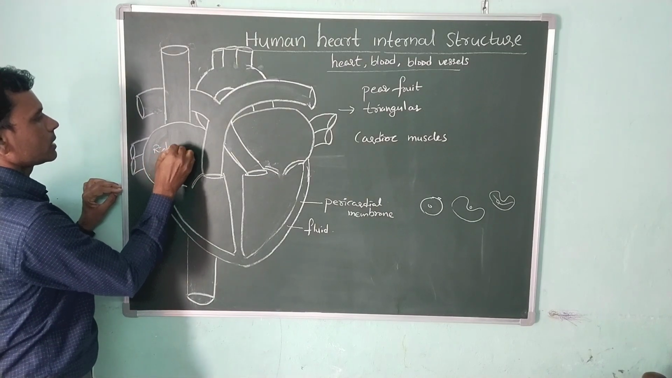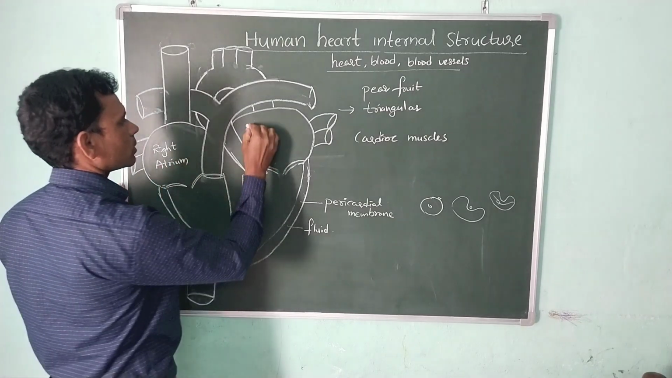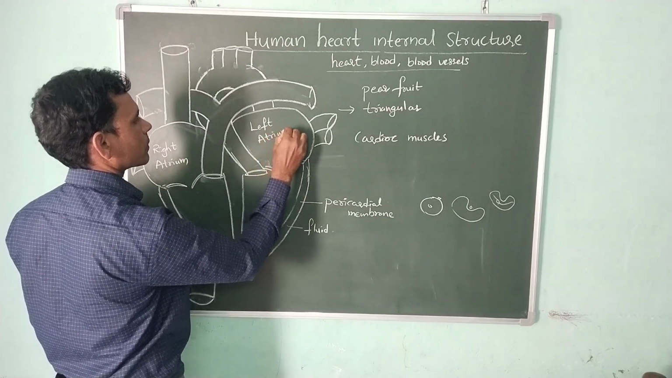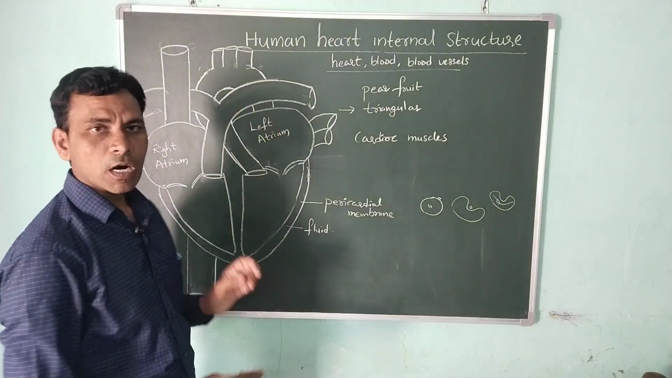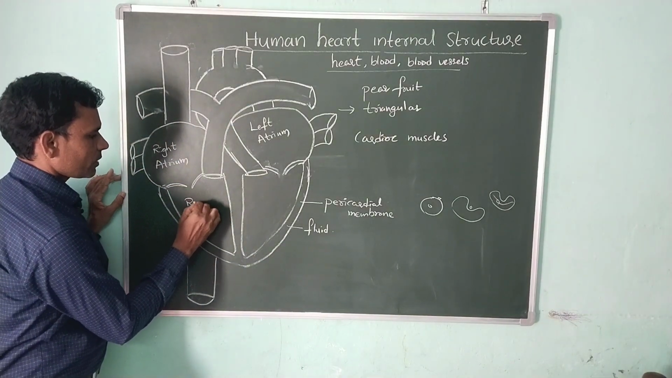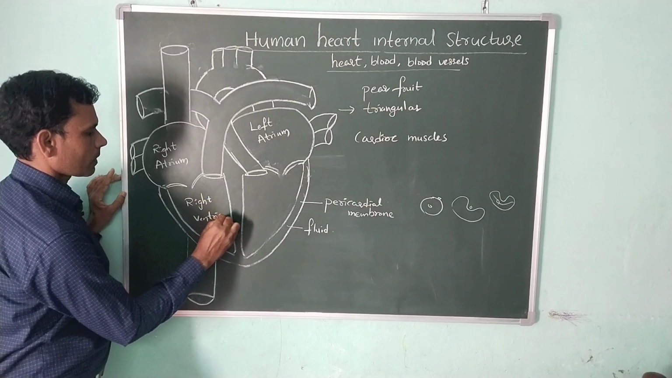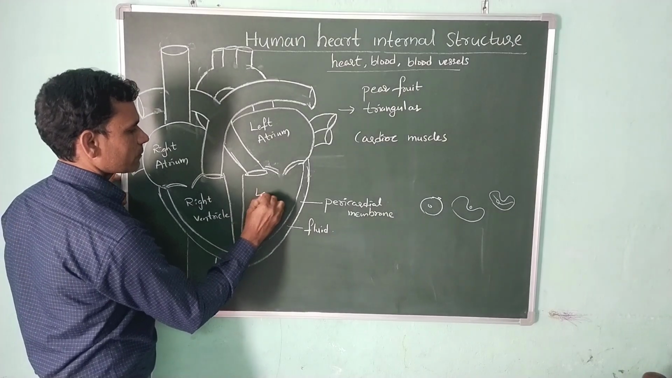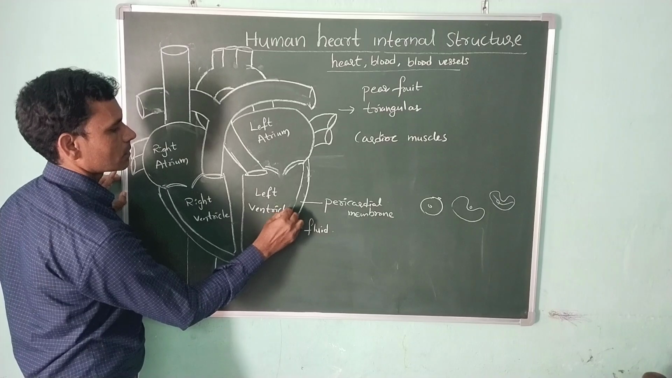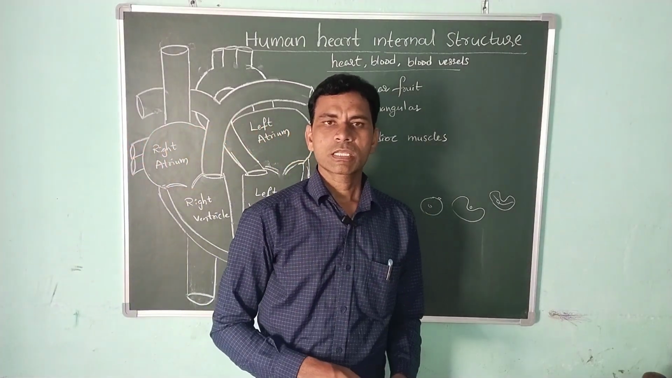This is called the right atrium. This is called the left atrium. Both together are called auricles. The lower chambers are called the right ventricle and the left ventricle. Every chamber is separated by a part called the septum.